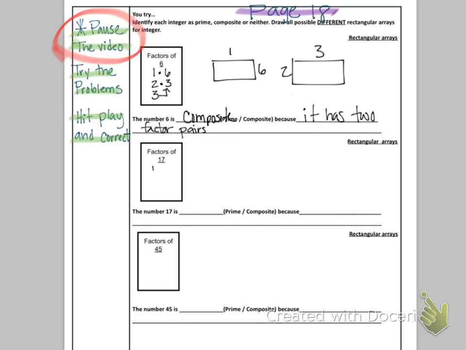The number 17 is 1 times 17. That's the only way to get to that number. So its rectangular array is going to be 1 by 17 because that's the only way. It is prime because it has only 1 factor pair.